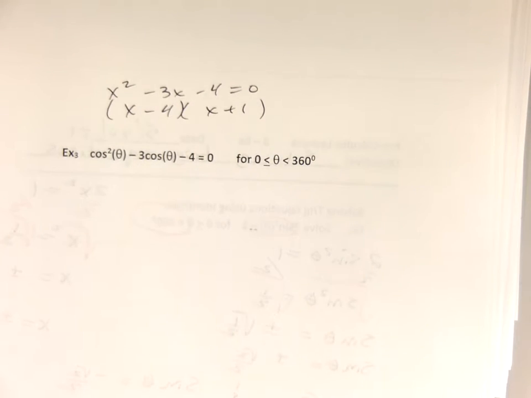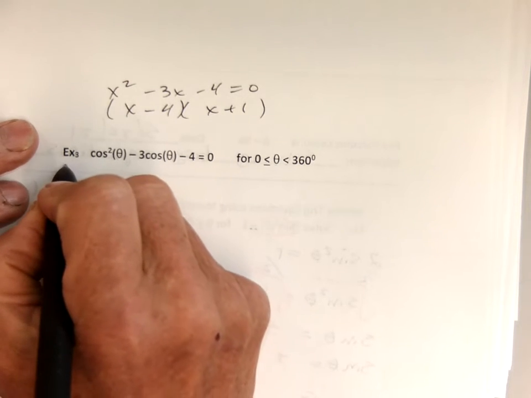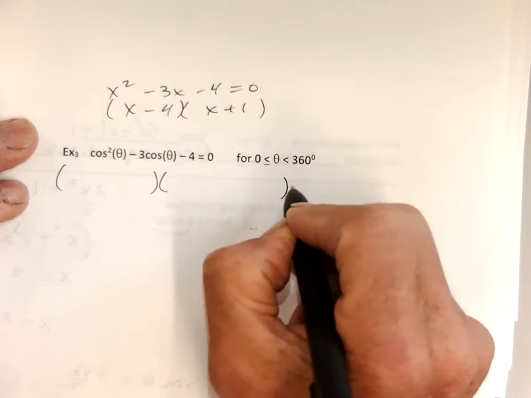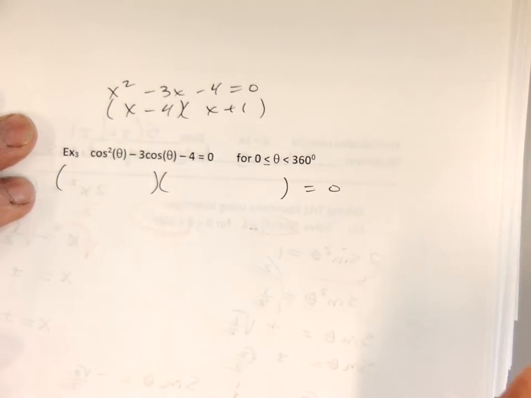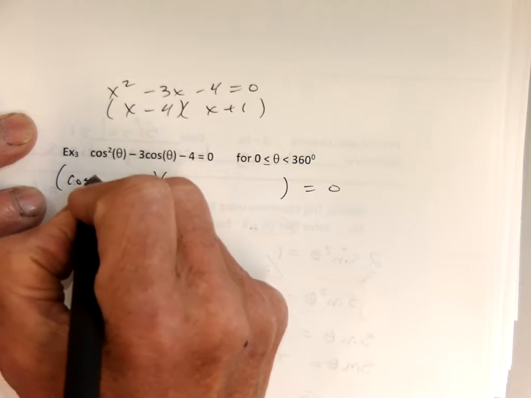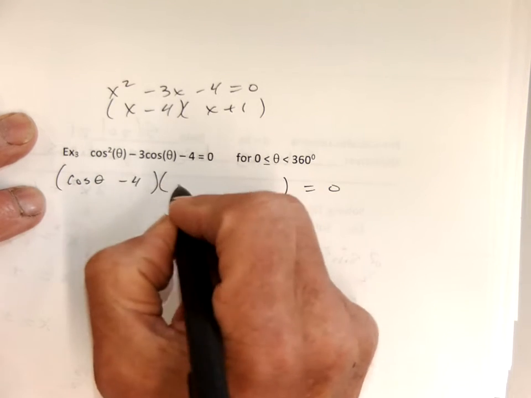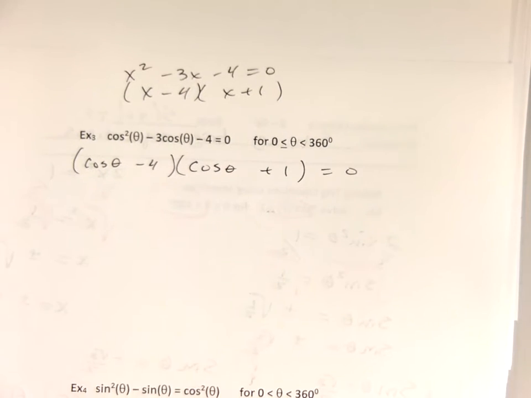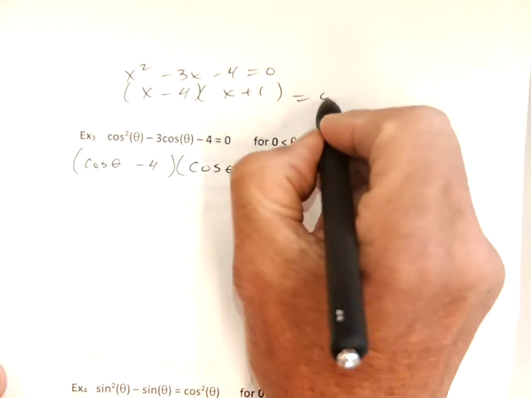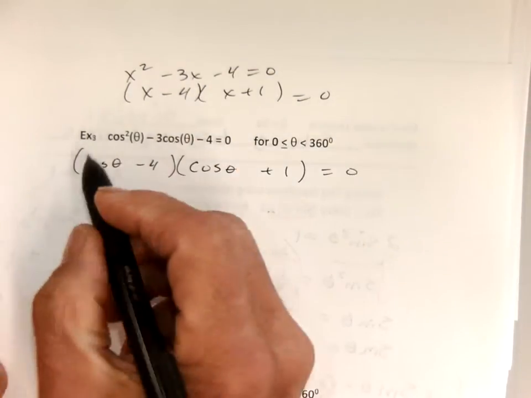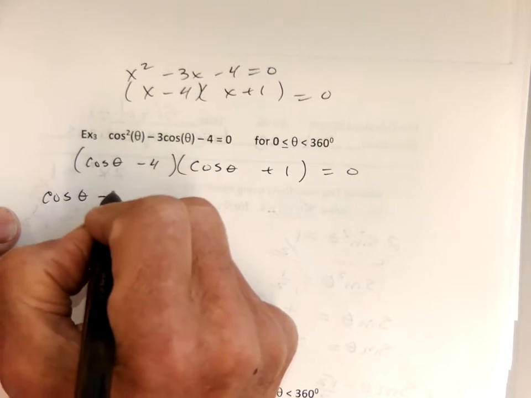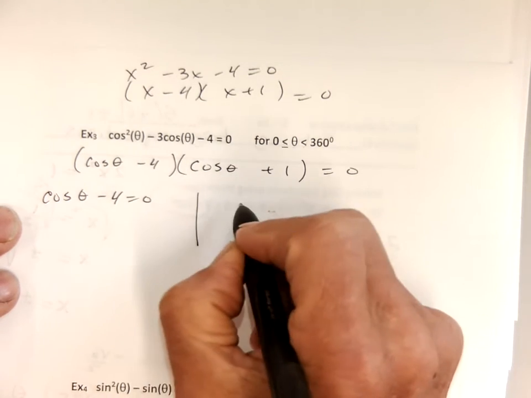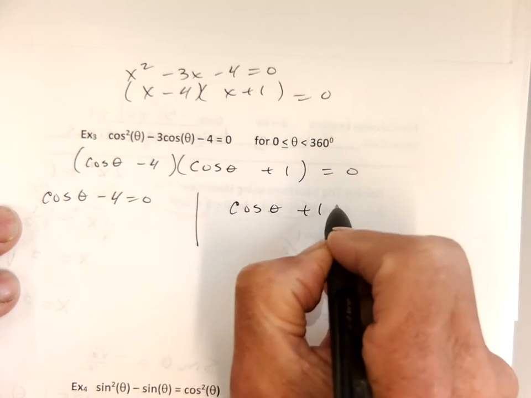So instead of x, we're doing cosine. You okay with that? So we're going to factor in the same way. Instead of x's, we're going to do cosine. So I'm going to do cosine theta minus 4 and cosine theta plus 1. Now, just like in algebra, we had many equations, right? Remember how we did the many equations? I'm going to do the many equations here. Got my cosine theta minus 4 equals 0 and cosine theta plus 1 equals 0.